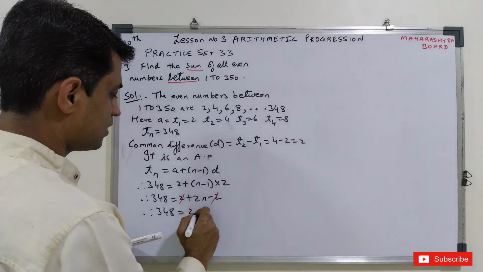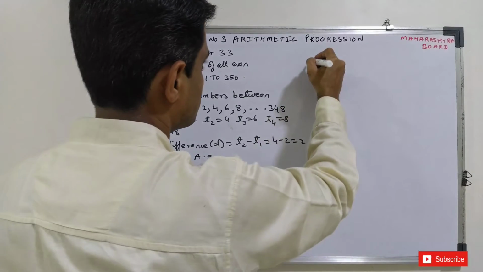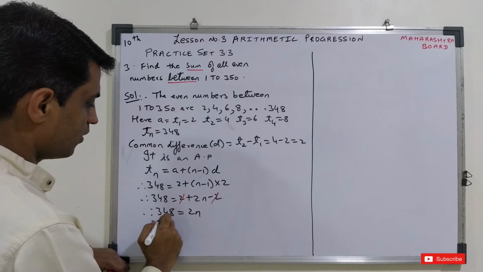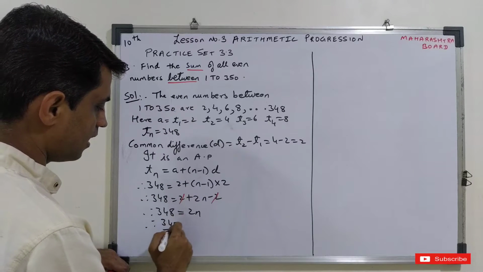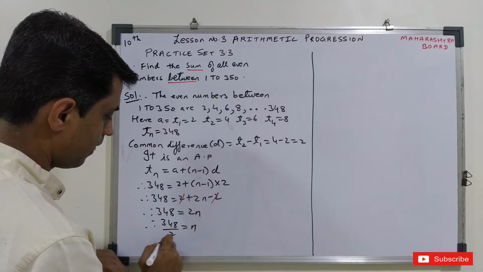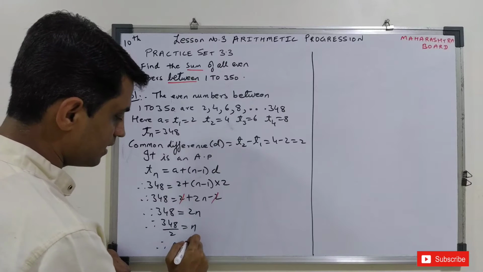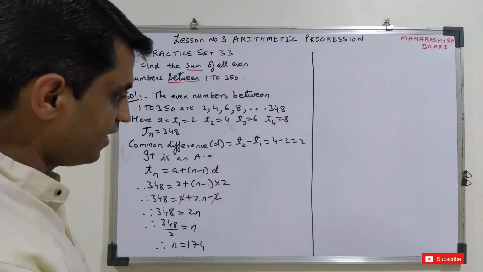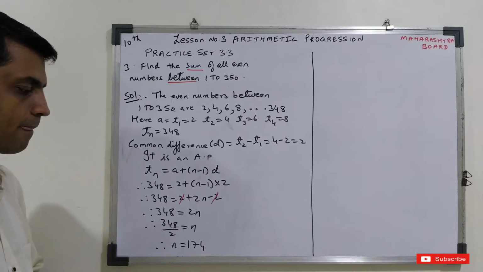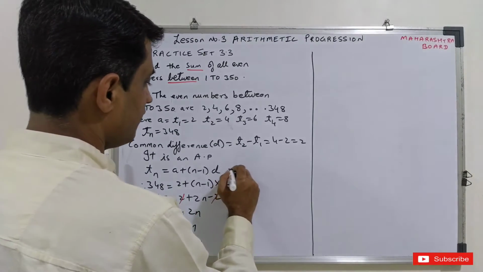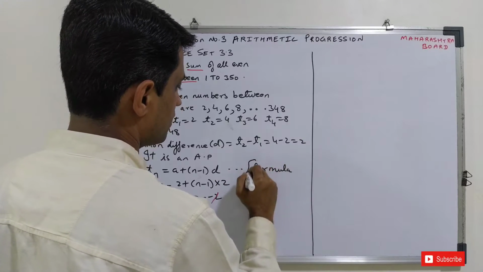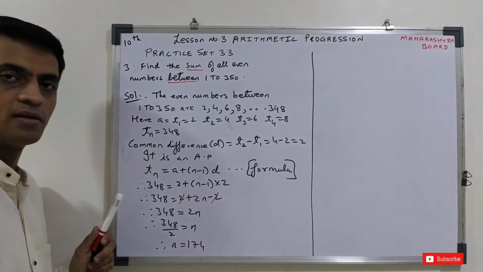So what we will get? 2n. So therefore 348 upon 2 is equal to n. So what is our n? 2 1s are 2, 2 7s are 14, 2 4s are 8. 174 is our n. Now here we can write this is a formula, because the examiner should know what it is.